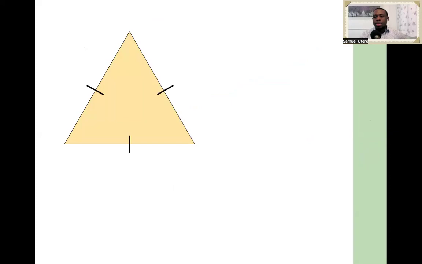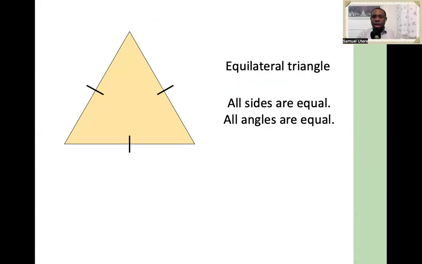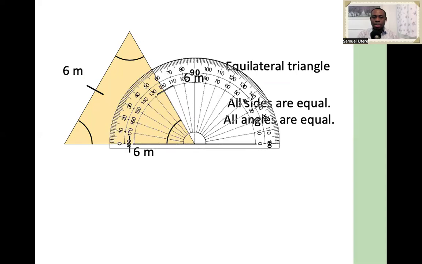Now, one of the types of triangles we should know is the equilateral triangle. Here are some of the things you should know about equilateral triangles. All sides are equal and all angles are equal. So if we have one side to be 6 meters, all the other sides have to be 6 meters. And the notation we use in maths to describe an equilateral triangle are these marks to show that all the sides are equal. All the angles are equal. So if you were to take a protractor and measure the angles, you would see that they're all 60 degrees.